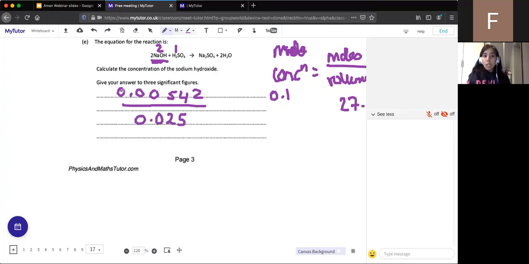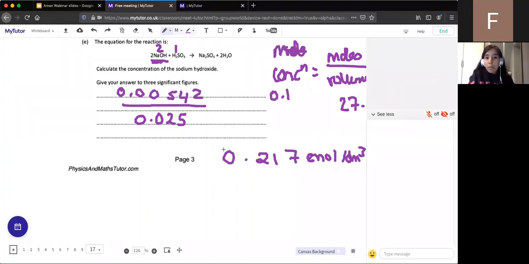So the concentration will be 0.00542 divided by 0.025, which should give you an answer of 0.217 to 3 significant figures, moles per decimeter cubed. Okay, excellent. Good, well done everyone that gave me answers to that.